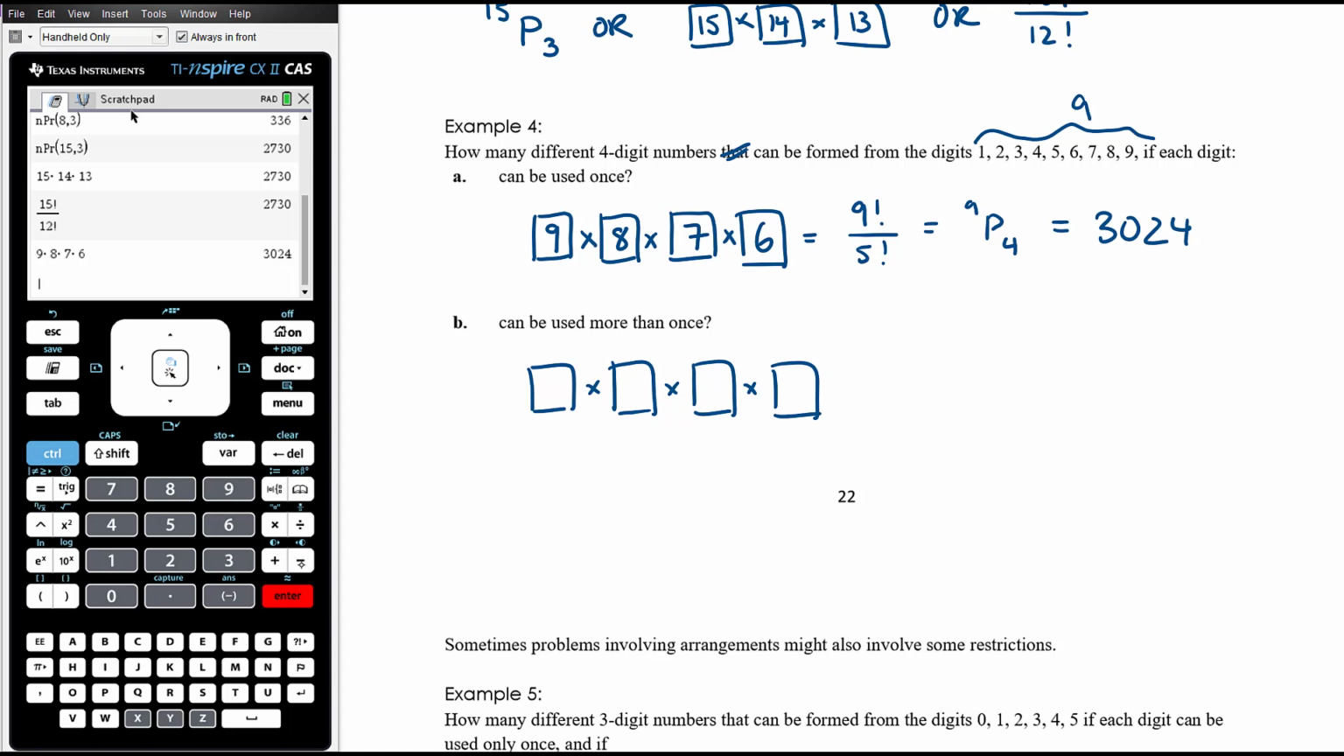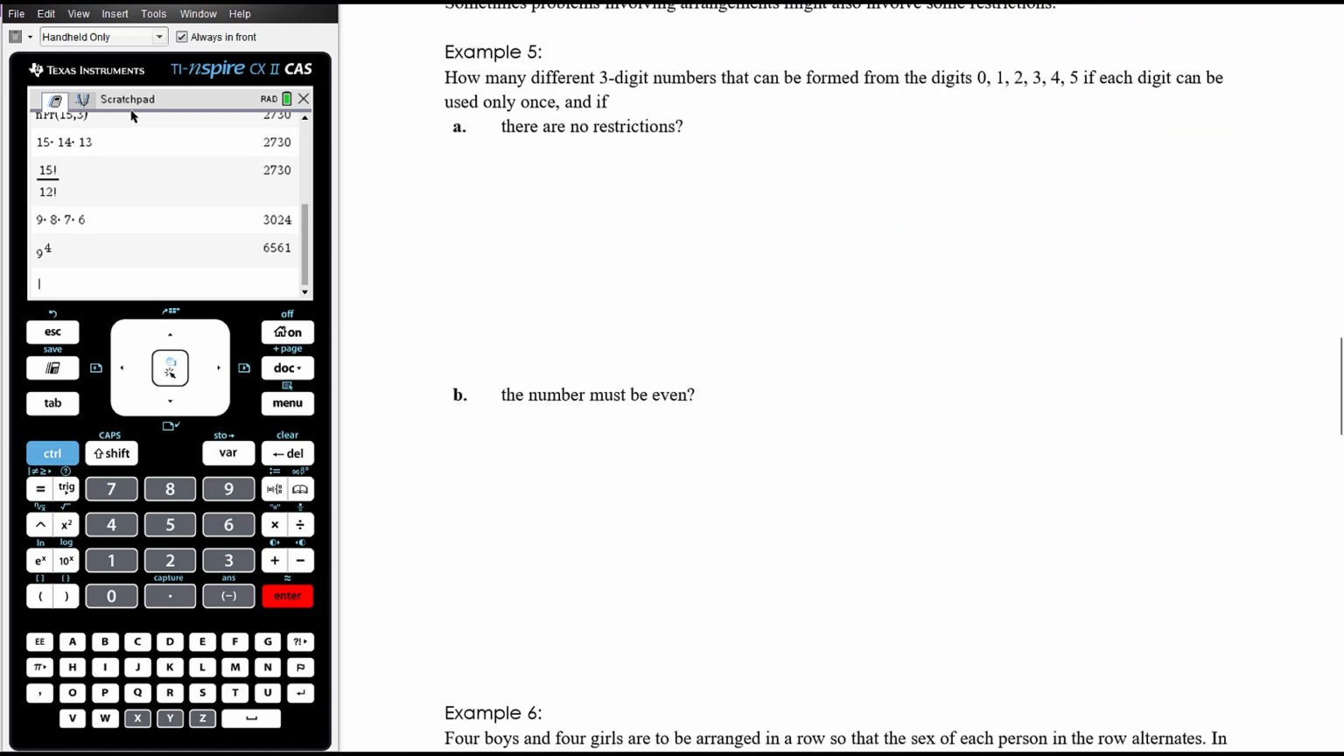So we now have 9 options that can go in the first position, but then we still have 9 options for the second position because we're allowed to repeat the digits, and 9 options for the third position, and 9 options for the fourth position. So this is just 9 to the power of 4, which we can work out. There should be a lot more options here, which is 6,561 options if we can use the digits more than once. Okay, we might have more restrictions than that.